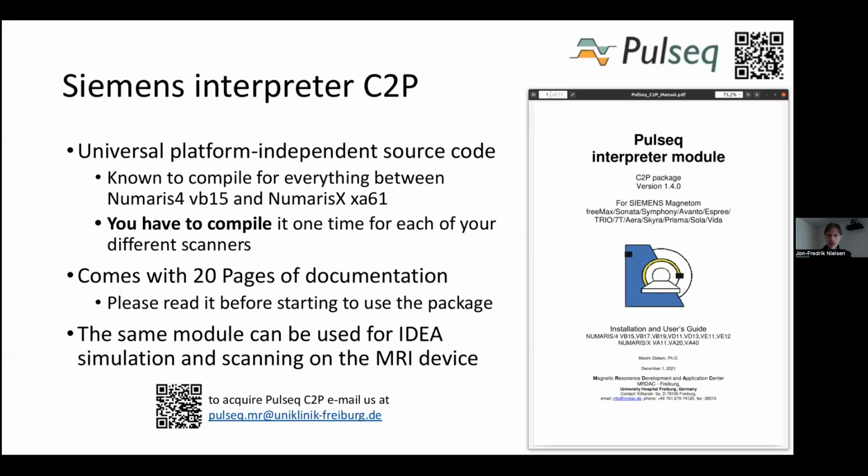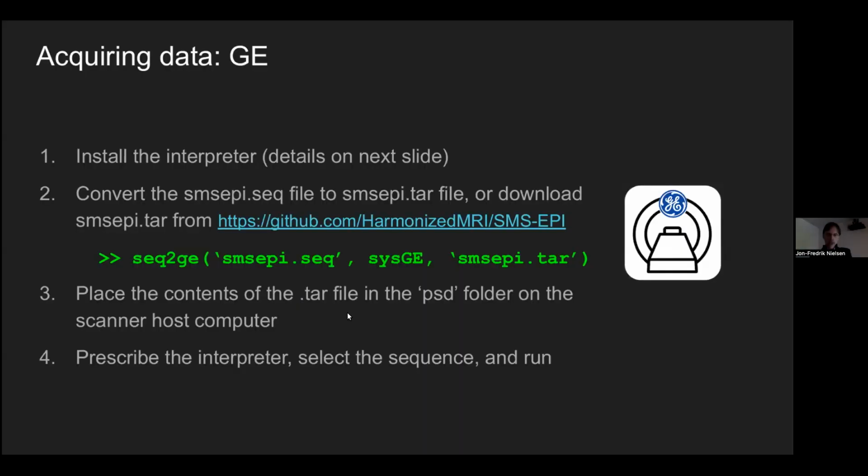The Siemens interpreter requires the C2P mechanism. It's a universal platform-independent source code. And you compile it once for each of your different scanners for a given software version. And then you're done. You can play multiple seq files. So the interpreter is sequence agnostic. This comes with a PDF manual. And as I mentioned, once you have a seq file, you can simulate that in IDEA using the vendor's tools. And you can contact this email here if you want to get that interpreter.